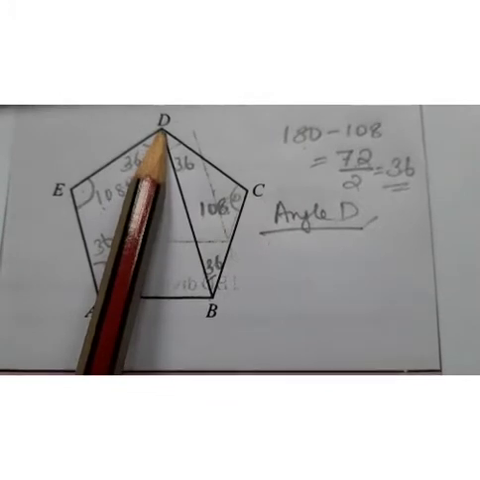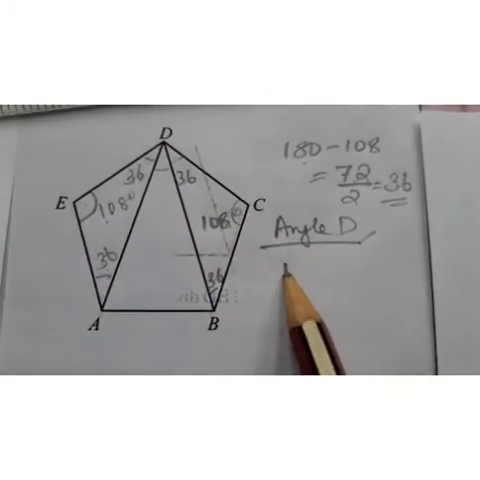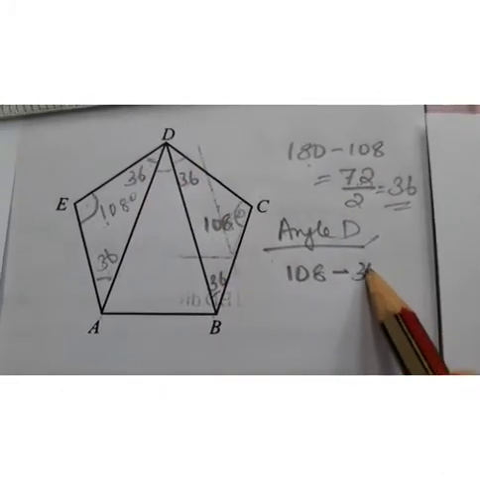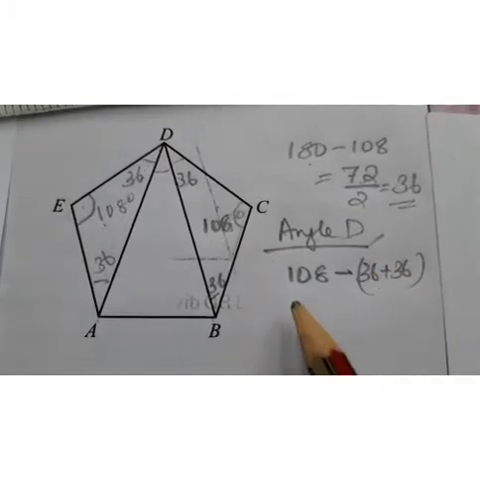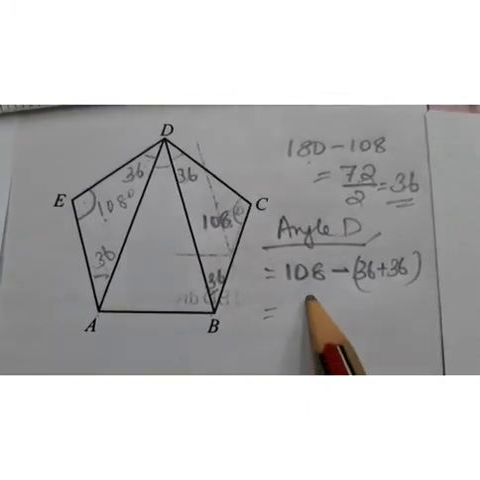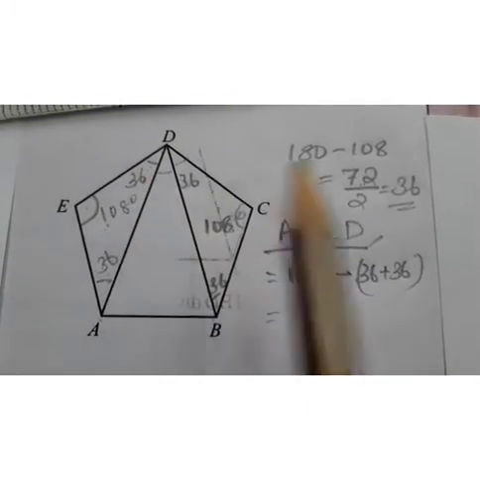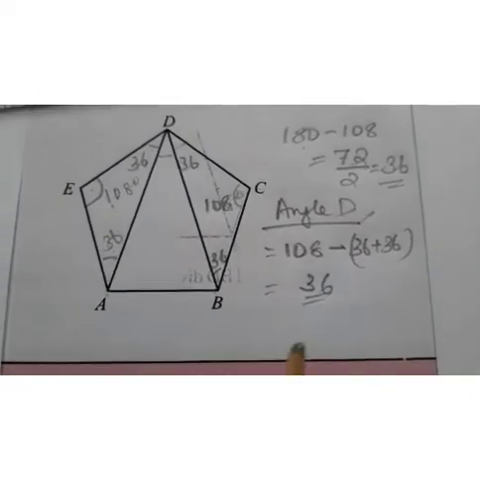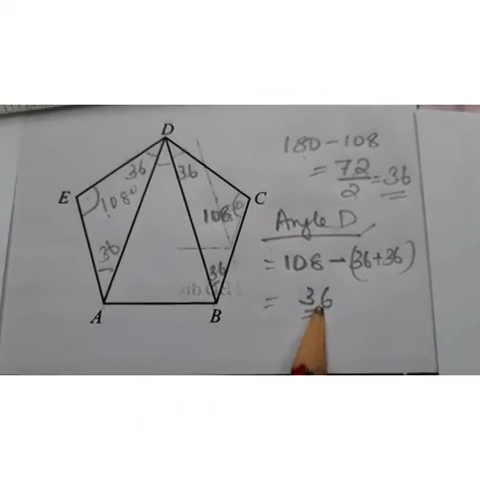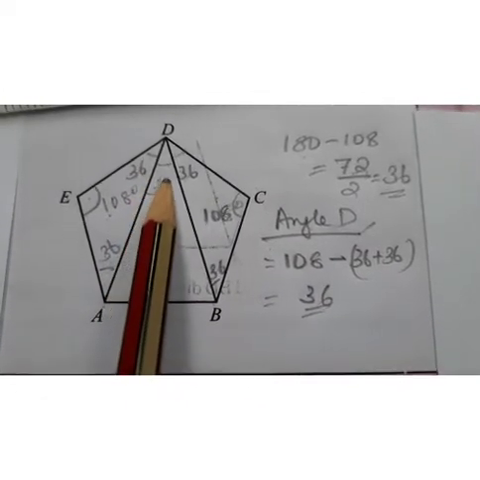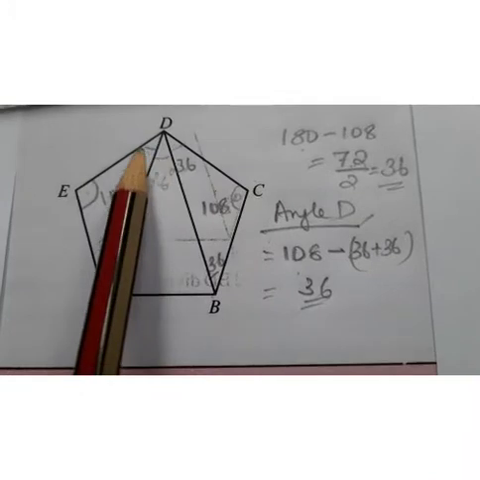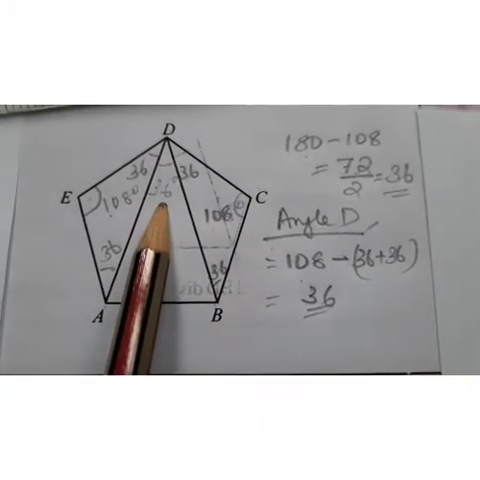At angle D, how much is that? Each angle is 108. So the total angle is 108 degrees minus these two angles, which are 36 each. So 36 plus 36 is 72. 108 minus 72, how much will you get? It is also 36. Again we will get an angle of 36 degrees. So at angle D, the total angle is 108, and the other angle, that is also 36.